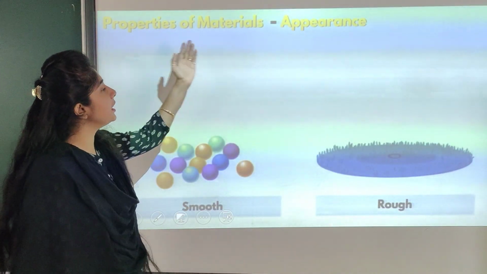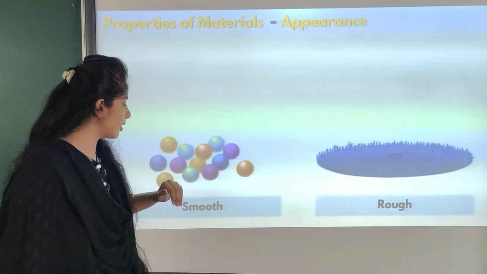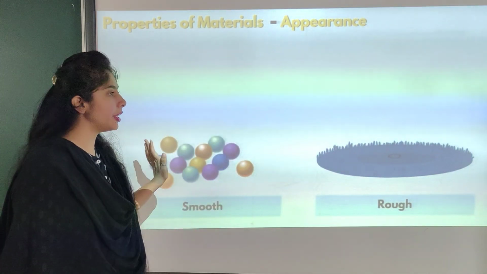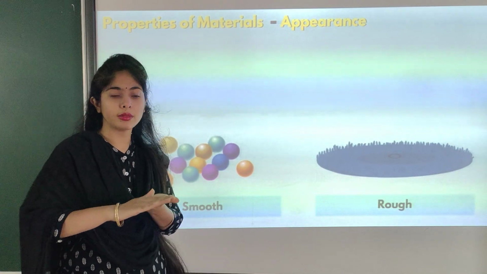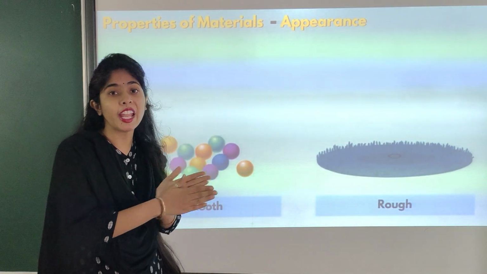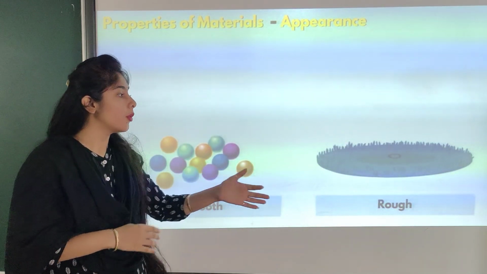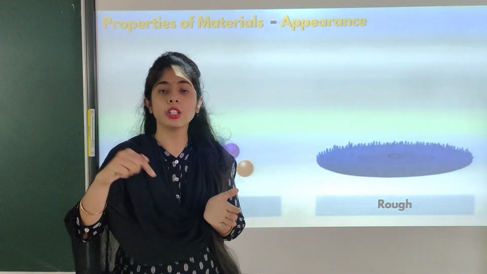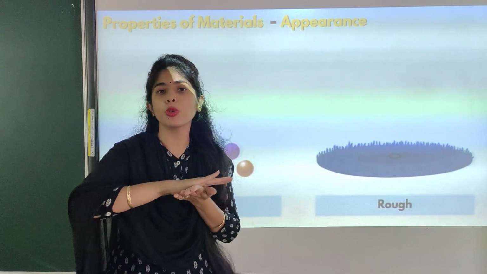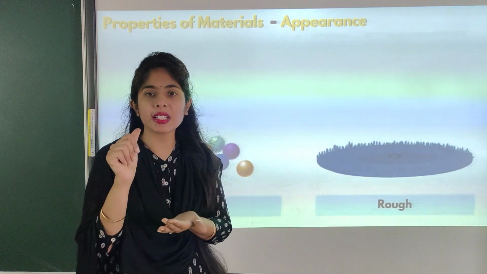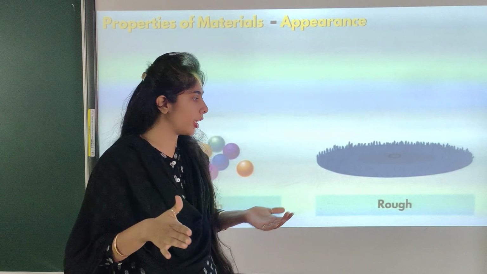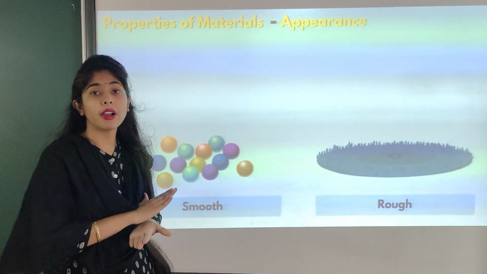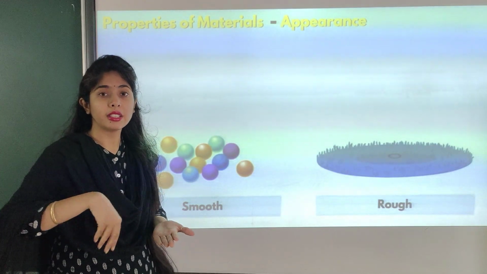Then properties of materials, that is appearance. Here you can see smooth and rough. So smooth will not have any rough surface. Whereas the rough would have some wavy type surfaces due to which our hand cannot move straight away. It would have some hardness in that. Whereas here the smoothness would be there if we move our hand in their direction.